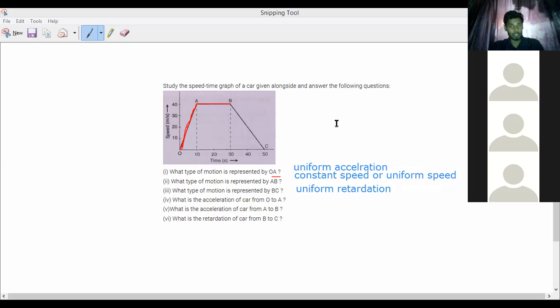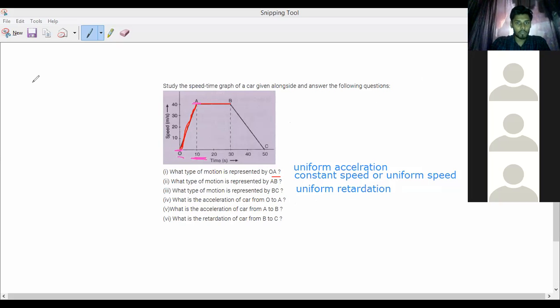Next, what is the acceleration of the car from O to A? Calculate it. Now onwards, everybody must solve it. Let me see who will say. First, the initial velocity from O to A. What is the initial velocity? 0. What is the final velocity? 40. And the time period, you check it: 10 seconds. So go ahead now.